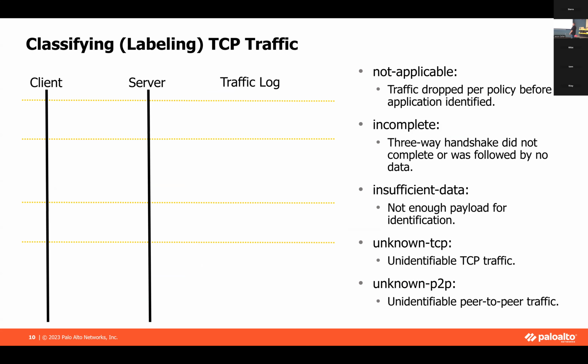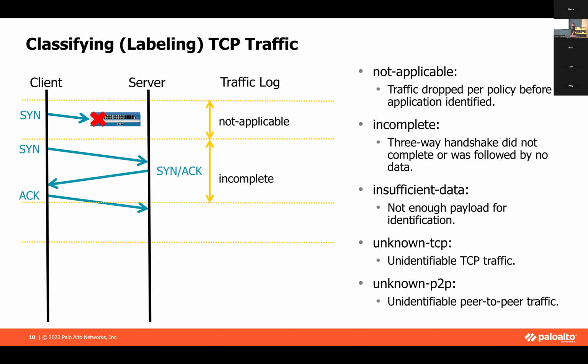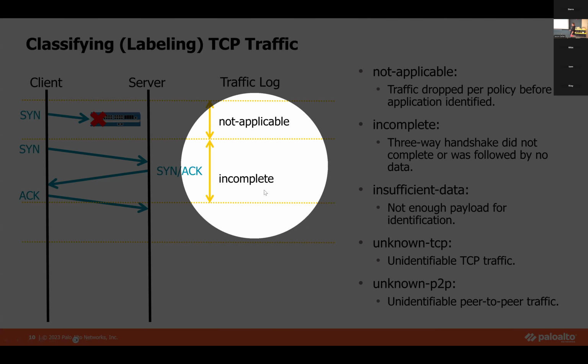Okay, so classifying labeling on TCP. So again, a client will send a SYN packet to a server. In the traffic log, it will show up as not applicable because it's not responding. If we do the three-way handshake and we get a SYN, ACK, it will show up as incomplete in the traffic log. Does anybody know why? Because the three-way handshake did not fully complete or was followed by no data. In other words, we did the three-way handshake, but maybe we didn't send any data after that, or somewhere along the line, we never got the ACK packet. So in the traffic log, it will register as incomplete.